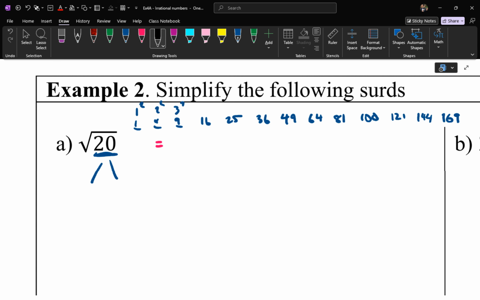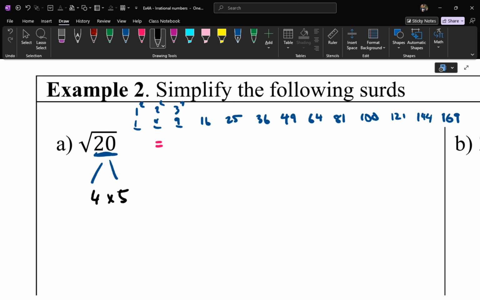Now, my question is 20. Can you think of 2 numbers that multiply to give you 20, but one of it has to be, or both of them have to be, a squared number? What would that be? Yeah. So say that again? Oh yeah, that is the end, but I just want 2 numbers. 4 times 5. So 4 times 5 gives you 20.